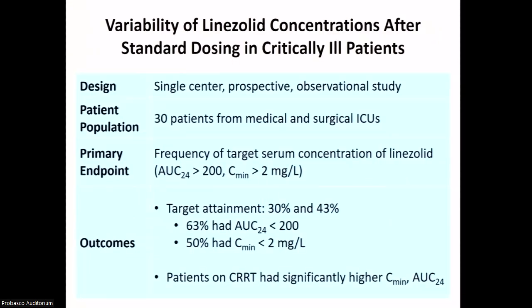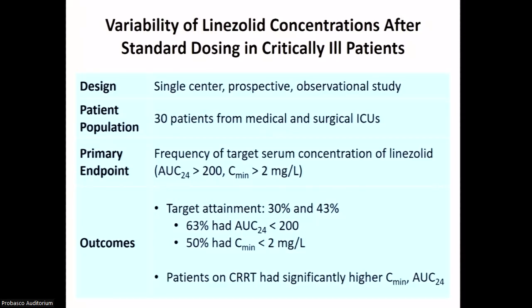So to get a better idea of the extent of the linezolid concentration variation in the critically ill population, I want to take some time to talk about the study published by Zoller and colleagues in 2014. This single center observational study evaluated 30 critically ill adult patients from 2 ICUs at a hospital in Munich, and they were given standard doses of linezolid at 600 milligrams every 12 hours.